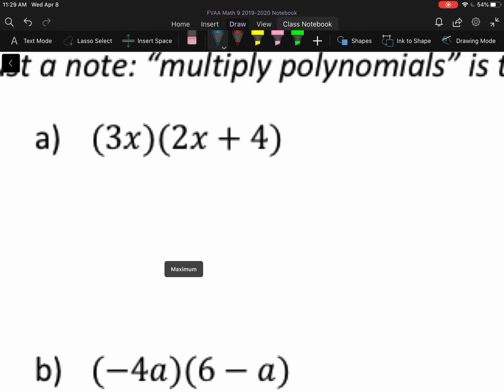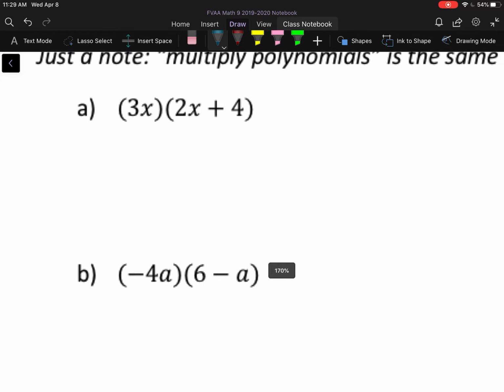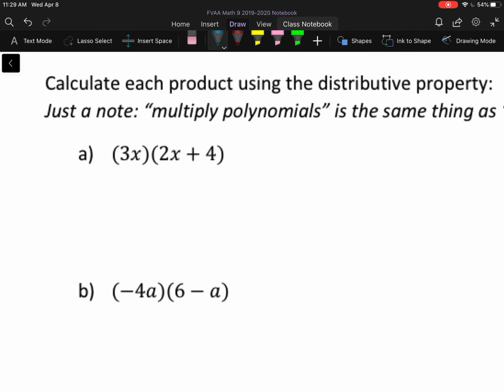So let's look at examples of polynomials and monomials together. Here we have our first example of 3x times 2x plus 4. The first couple I'm going to show every little step, but eventually you'll get better and better at this. You won't have to show all of the steps that I'm showing, and I'll be reducing the amount of steps as we go through some of these questions.